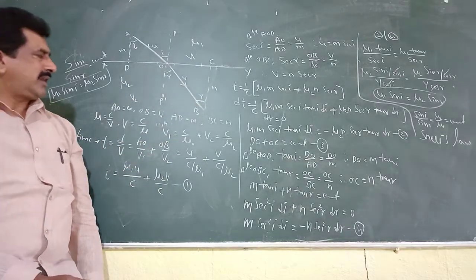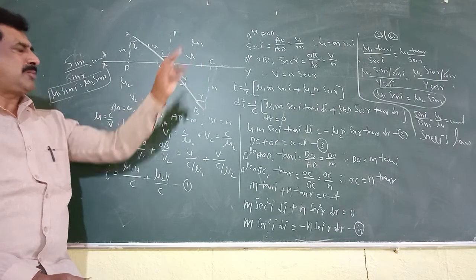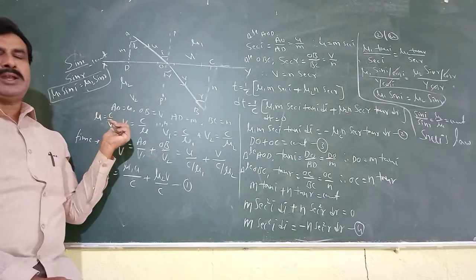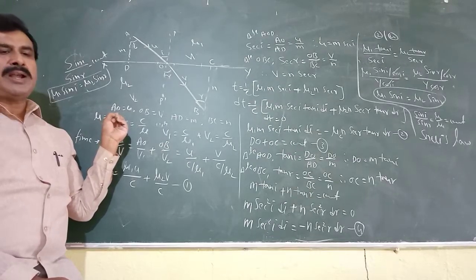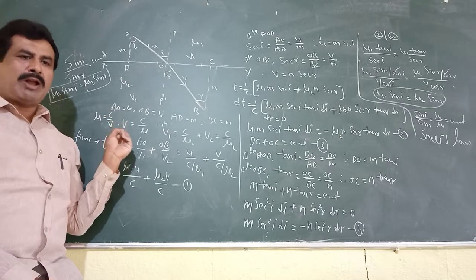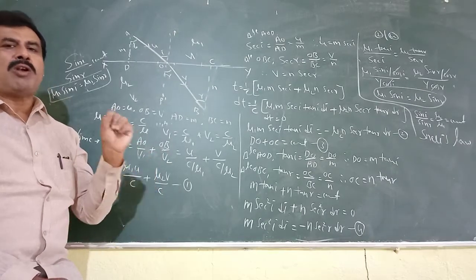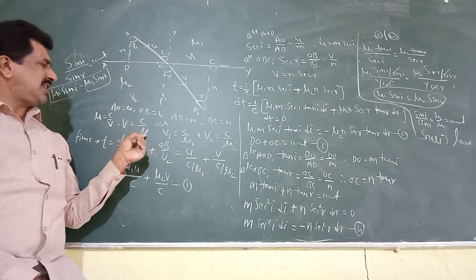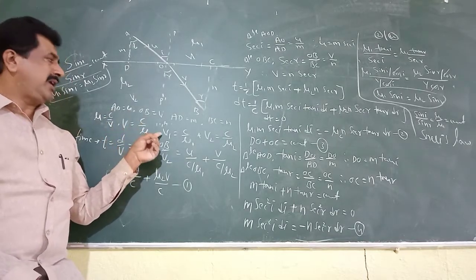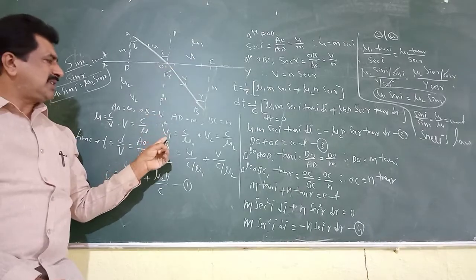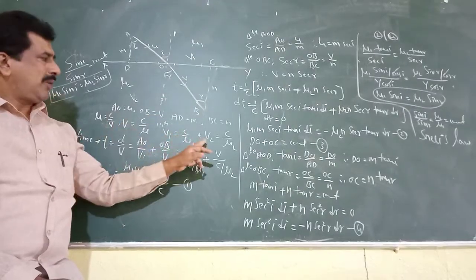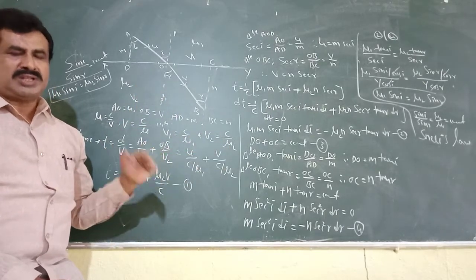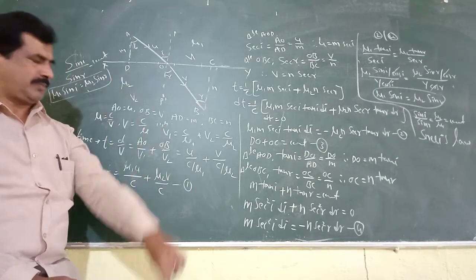Now we can calculate the value of the velocity of light in each medium. Refractive index mu is equal to C by V. The ratio of the velocity of light in air or vacuum to the velocity of light in the medium is called the refractive index of the medium. Mu is equal to C by V, therefore V is equal to C by mu. Similarly, the velocity of light in the first medium is V1 equal to C by mu1, and the velocity of light in the second medium V2 is equal to C divided by mu2. C is the velocity of light in air or vacuum.